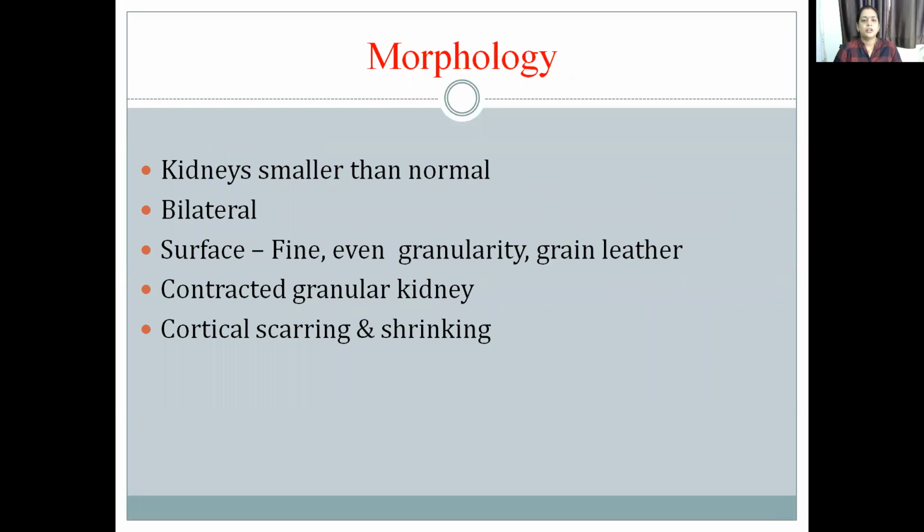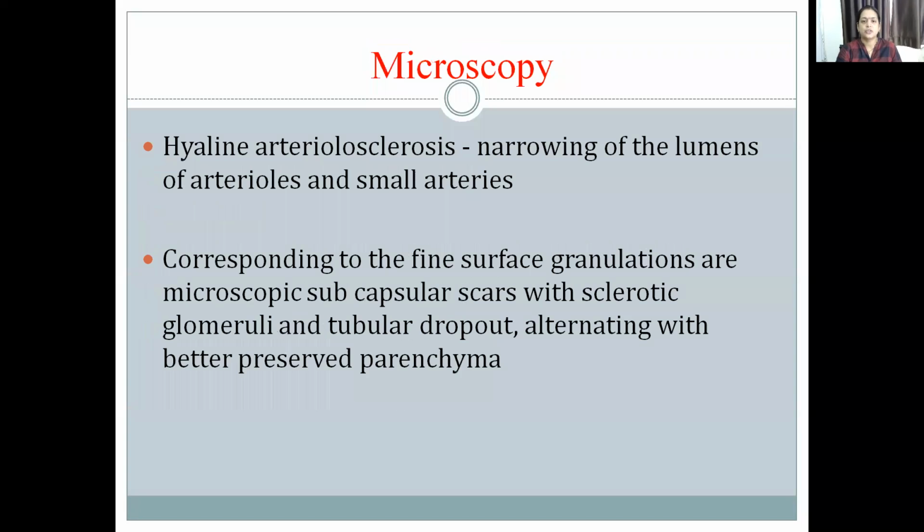Okay, so morphology: the kidneys are smaller than normal because of reduction of the functioning renal mass, and usually bilateral because it is present as a systemic disease; the overall blood pressure of the person is getting affected. The surface shows fine, even granularity, like grain leather. Contracted granular kidney is the term actually used for description of benign nephrosclerosis. Cortical scarring and shrinking.